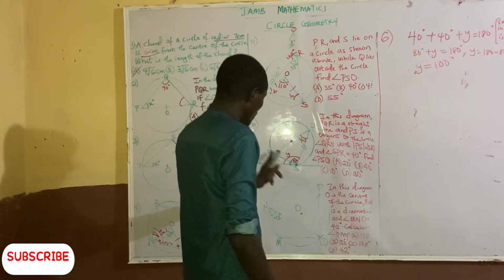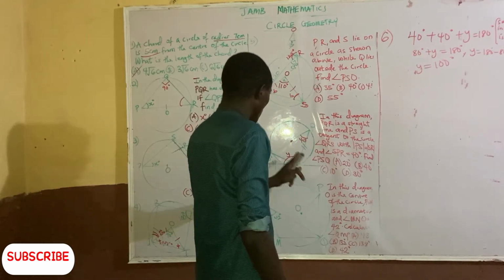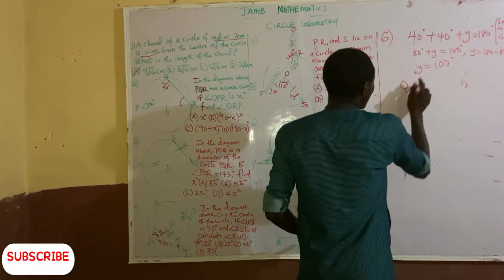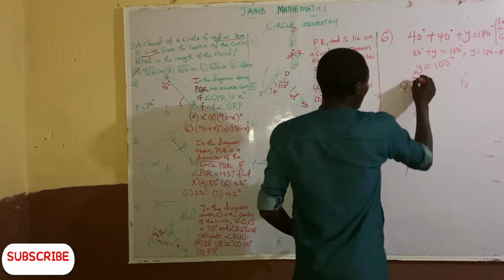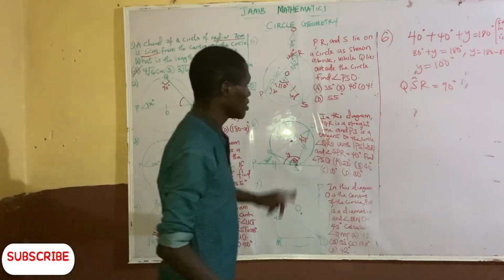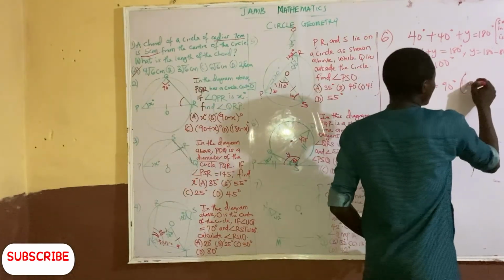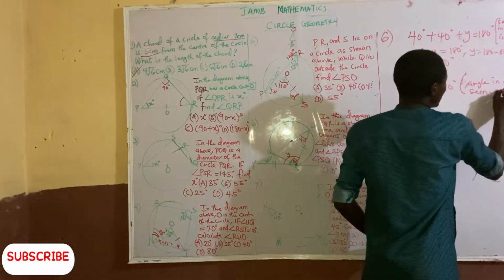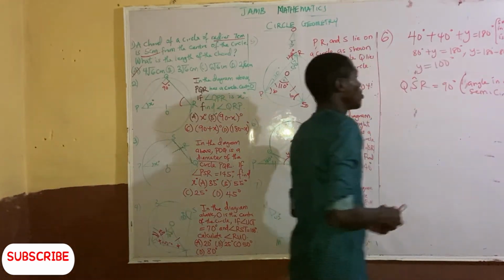Angle QSR is 90 degrees. Why? Angle in a semicircle is equal to 90 degrees. Always state your reason. Angle in a semicircle is equal to 90 degrees.